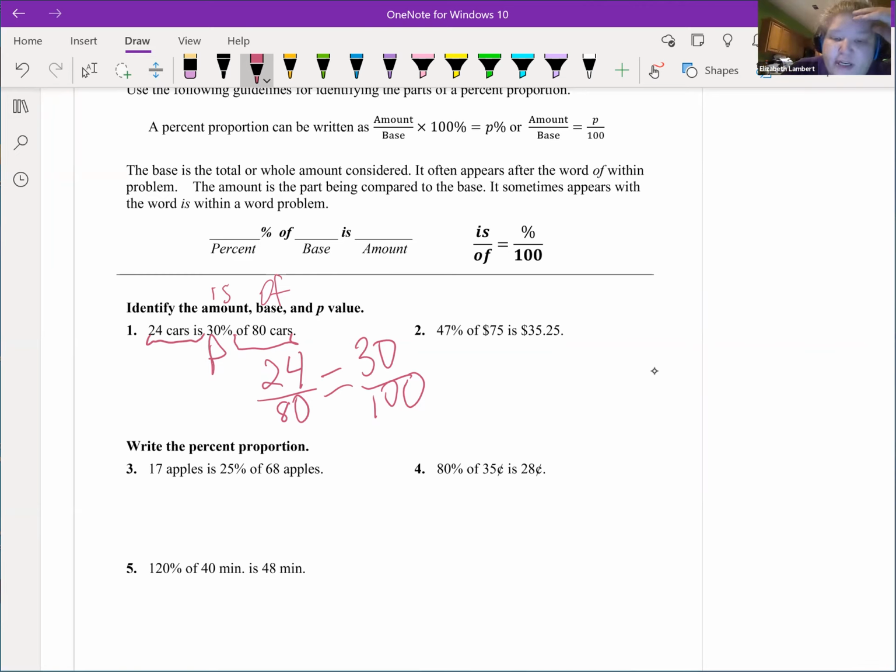Then we have 47% of 75 is 35.25. So the "of" is being applied to the 75. So that is our base. Let's change some color at least. And then 47 is our percent, so our P number. And then our "is" is that 35.25.